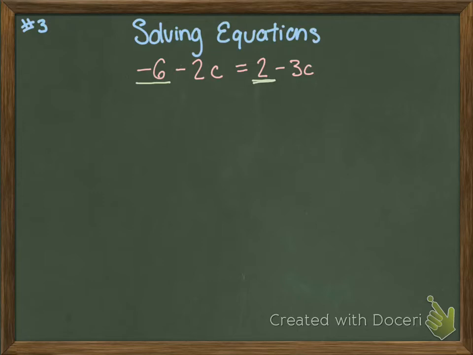Now we have to find our variables. Right here we have minus 2c and minus 3c. Those both have variables. Since we only have one on each side, we don't have to combine anything on the same sides. We're just going to start with moving things around to solve. So, again, I always tell my students that you need to take your variables and move them to the left just for consistency and getting that habit.